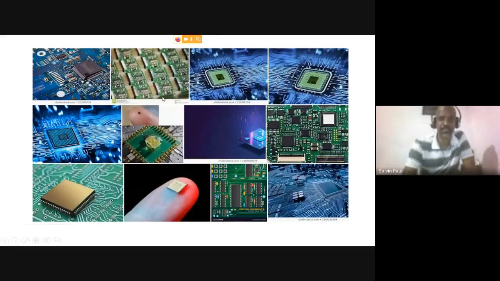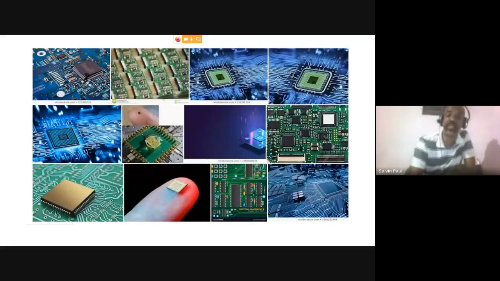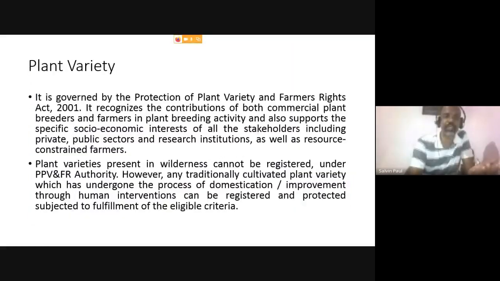These are the microchips which are available in the market. You can see here, this is a chip which is very miniature. And in the case of artificial intelligence, microchips are going to define the new competition and a new technological hegemony in the world. There is great competition between the United States of America and China in the advancement of microchips or semiconductors, and we are very much lagging behind.